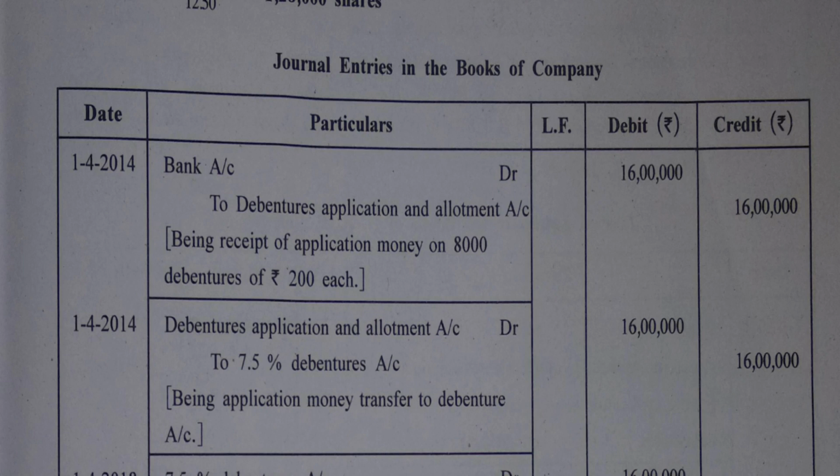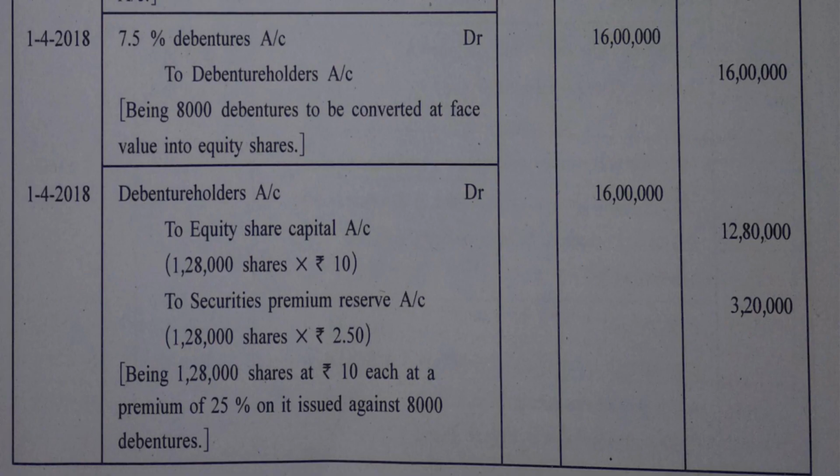Now the amount of debentures application and allotment will be transferred to the debentures account. So, debenture application and allotment account debit to 7.5% debentures account, 16 lakh. Alright. See, these journal entries are for the issue of debentures, and now the journal entry for redemption of debentures.